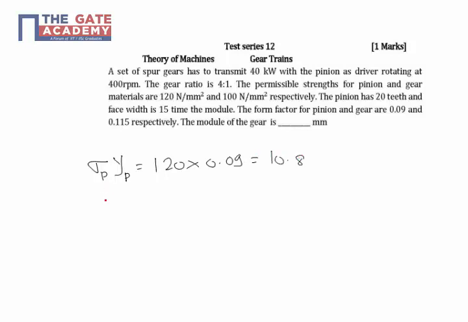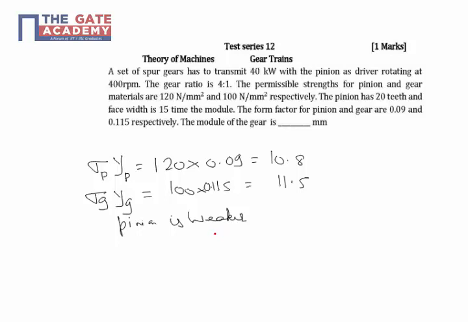Now let me do the same thing for the gear. So I have sigma g into yg equals 100 into 0.115, which gives me 11.5. So we see that the pinion is weaker. The pinion has a smaller value, so the pinion is weaker in this case, right? So we need to design for the pinion.